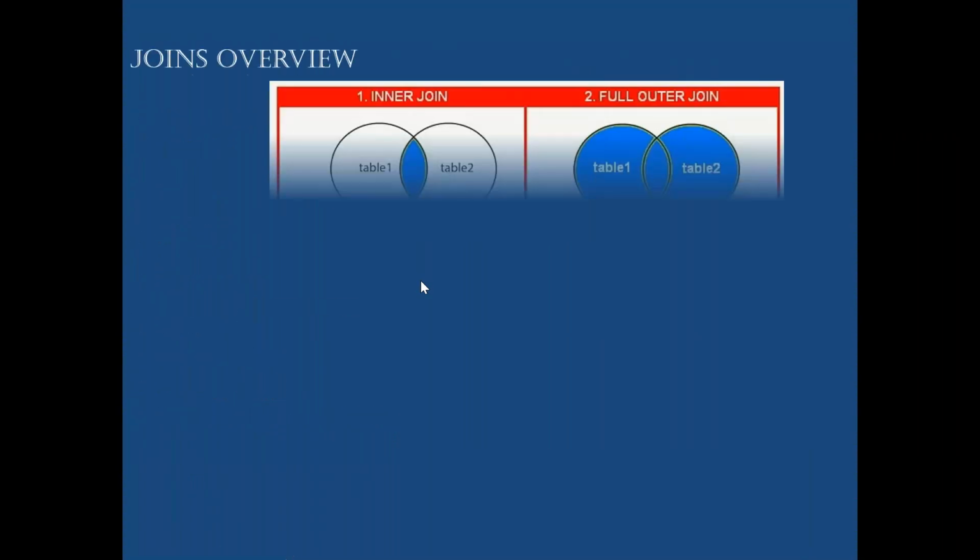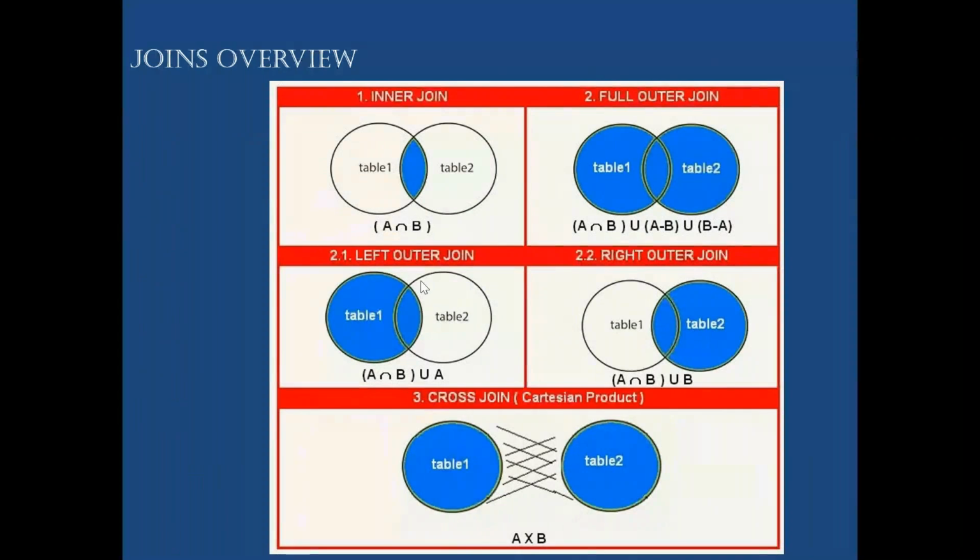Okay, so joins overview. If you see, you have an inner join where you will get the common records from both the tables. Next, if you look at our second join, which is the left outer join. Left outer join means, remember, it will give you the common records plus all records in the left table.